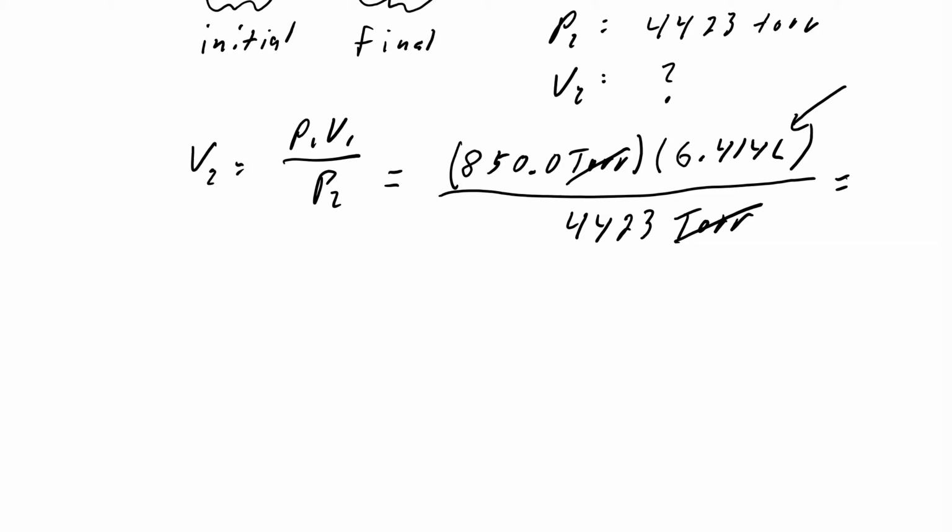And now we do the math on that, and we get a final volume V2 is equal to 1.233 liters, and we do have four significant figures on that number. All four of the numbers in our calculation have four significant figures.